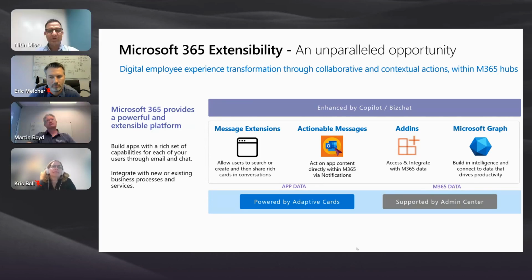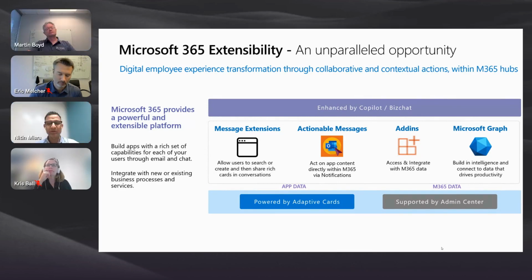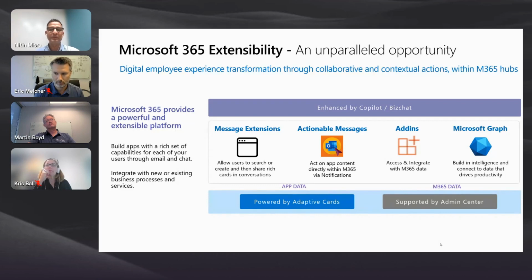On the right side are the add-ins and Microsoft Graph. These are, again, powerful constructs which enable users to interact with M365 data. For instance, I can interact via an add-in on the calendar or email data and continue taking actions on it. And via Microsoft Graph, I can build in intelligence through search within the M365 data. This whole core is powered by the underlying adaptive card and supported by the common admin center. And the extensibility value is further enhanced by bringing in intelligence through Copilot or BizChat. So this robust platform allows our partners to build apps with a rich set of capabilities so that extensions to the business processes can be provided, which allows users to act on those business process steps within the M365 hubs.